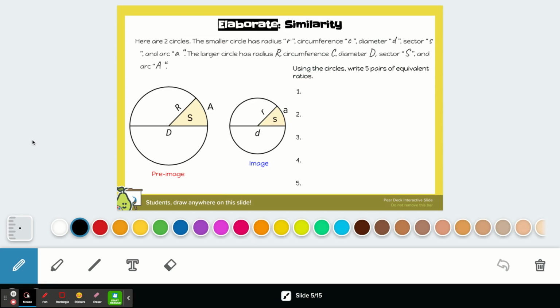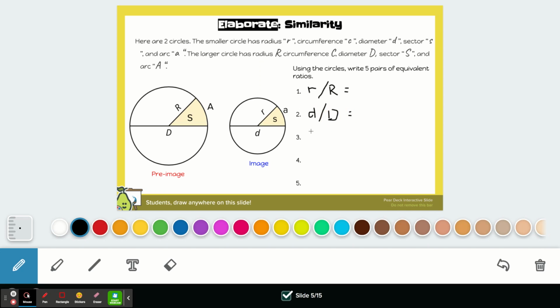All right, now when it comes down to similarity, we want to be able to figure out some ratios. Some ratios I can take off the top of my head. You always divide an image by your pre-image for your ratios, right? We learned that from dilation early on this year. So the ratio I will have is lowercase r over capital R. I will have lowercase d over capital D.